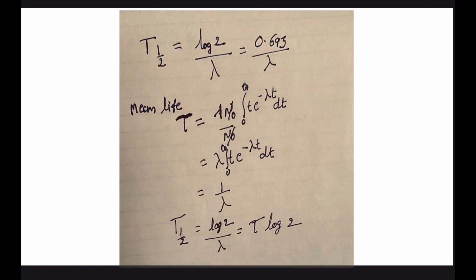And the mean life of a radionuclei is equal to the integral of R delta T, and we substitute the value of R is equal to lambda N0 e raised to minus lambda t, and integrating both the sides we will get tau is equal to 1 by lambda, and T half is equal to tau log 2, meaning mean life multiplied by log 2.